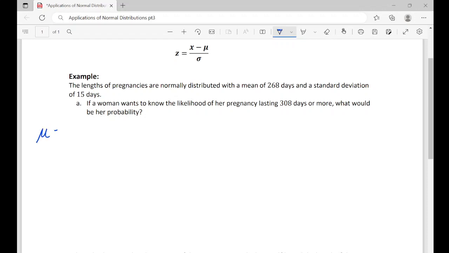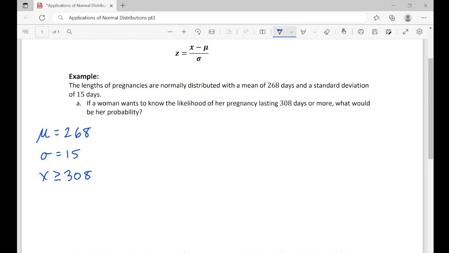So our mu is 268, and our sigma, our standard deviation, is 15. And we're looking for specifically the pregnancy lasting 308 days or longer. So our x value is going to be greater than or equal to 308.